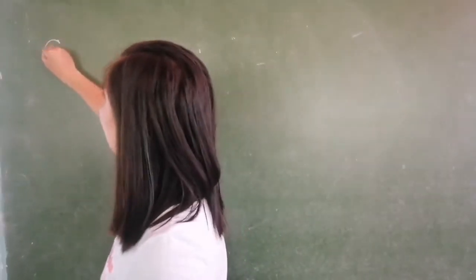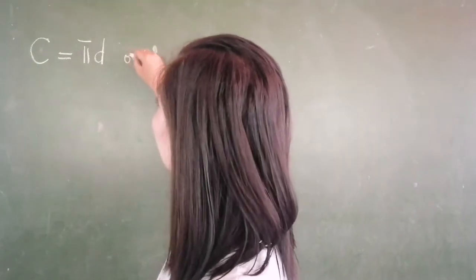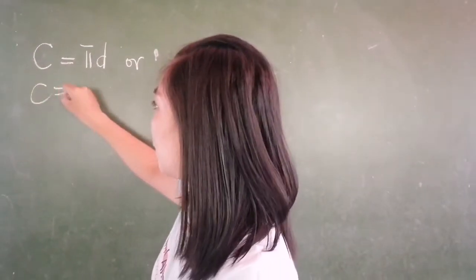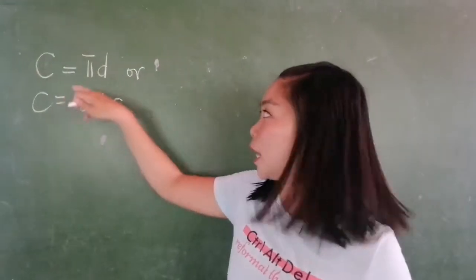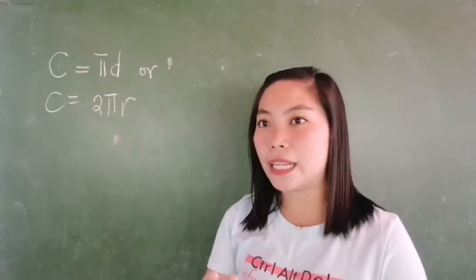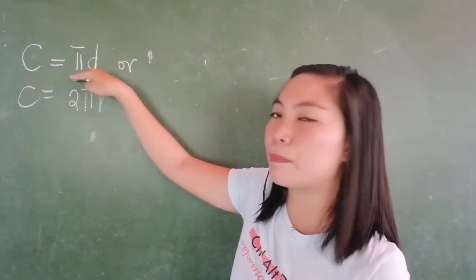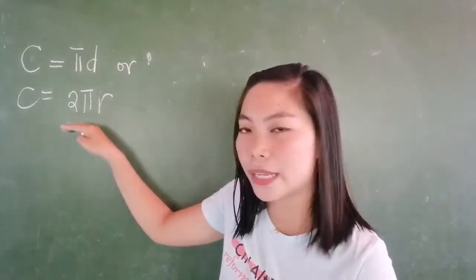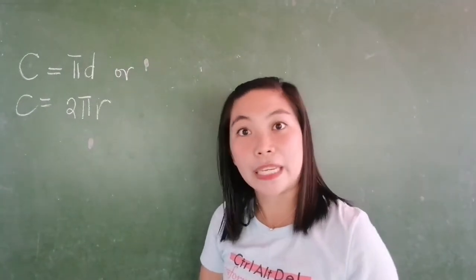So, what would be the formula in finding the circumference of a circle? Ganito po yan. C is equal to pi d, or C is equal to 2 pi r. Okay. So, ganito po siya. Dalawa po yung formula natin in finding the circumference of a circle, provided that the given formula first is by the diameter, and the other one is by its radius. So, depende po kung ano yung given sa problem na ibinigay po sa inyo.